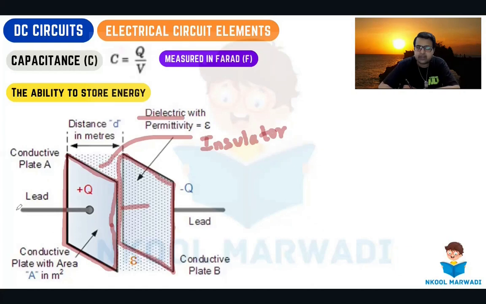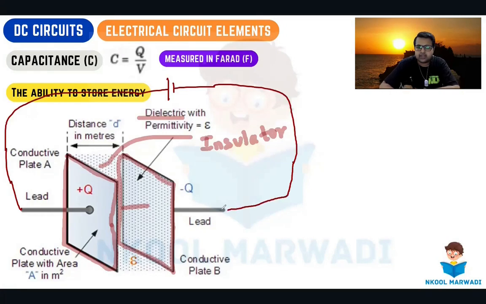Whenever I apply the potential difference, current will flow, charge will flow. Now, when plus Q charge flows here, it will not be able to flow further because of this insulator. So it will get stuck and accumulate here. Similarly, negative charge will accumulate on the other plate because it is at the negative terminal. So minus Q charge will accumulate there because it cannot pass the insulator. This accumulation of charge is the capacitance.